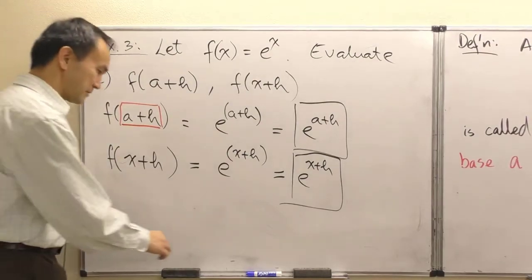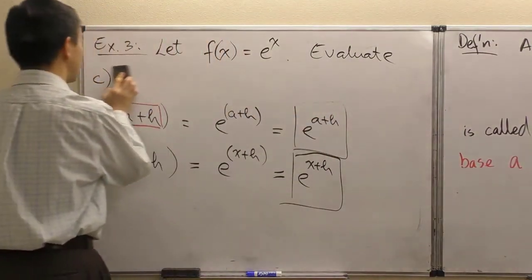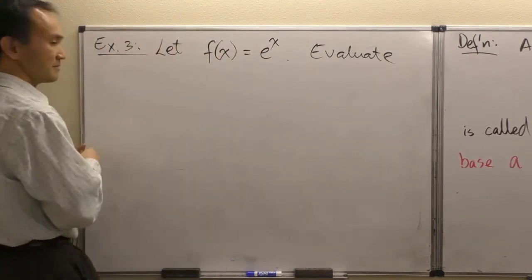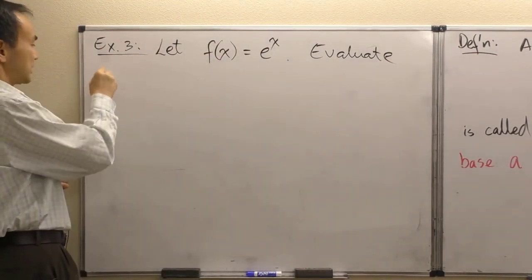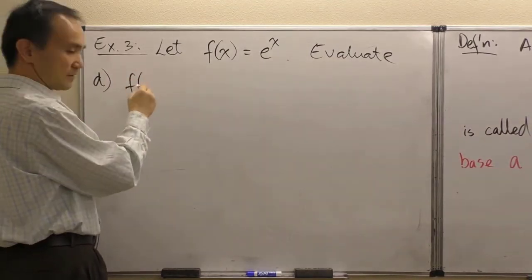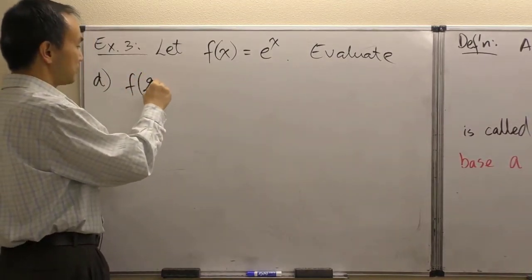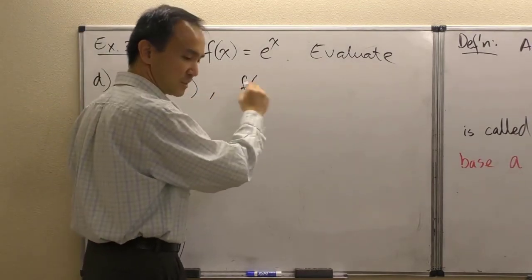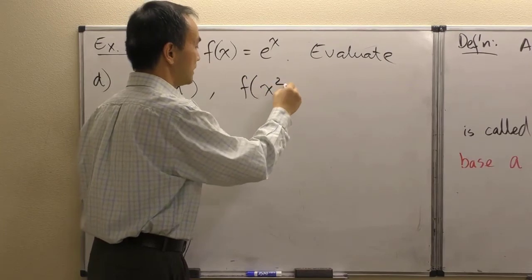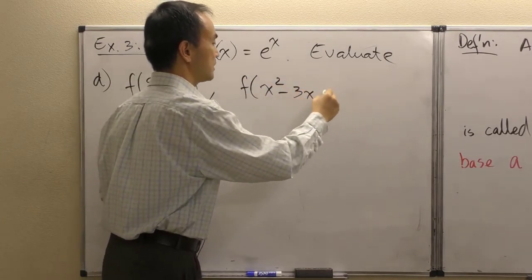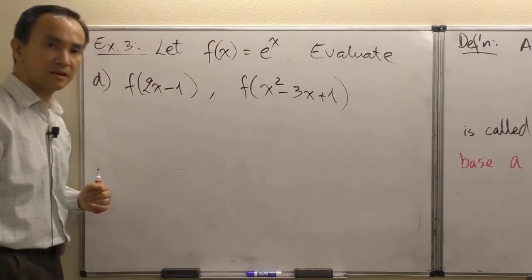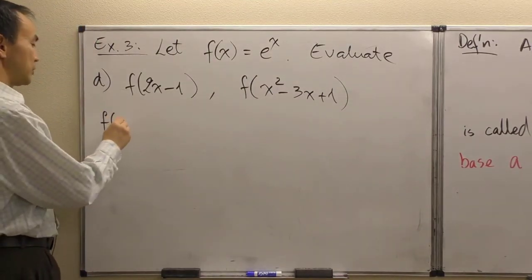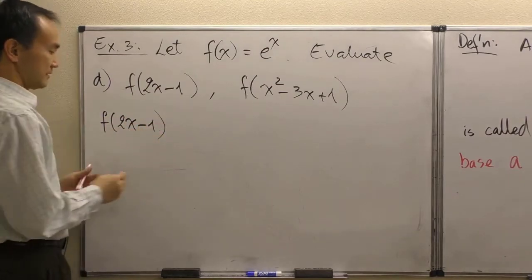Let's even put in one more problem. So part D of the example. How about f of 2x minus 1? And in the same part D, another task to be done: how about f of x squared minus 3x plus 1? Okay, f of x squared minus 3x plus 1. So first, f of 2x minus 1.